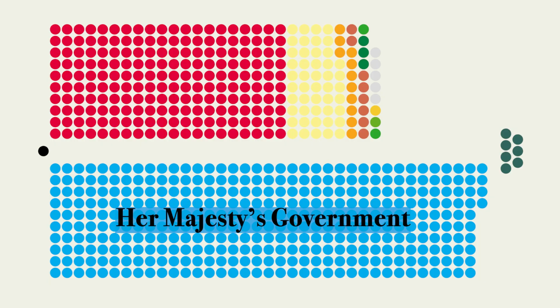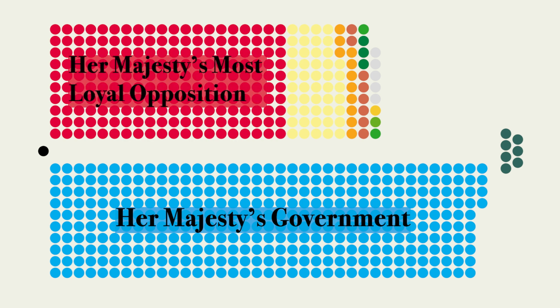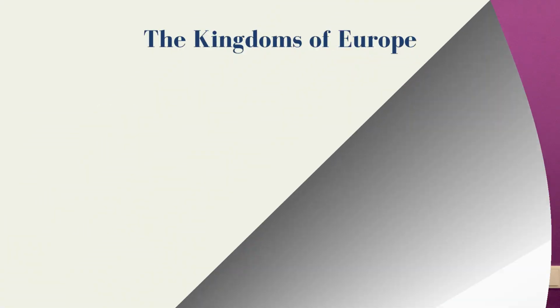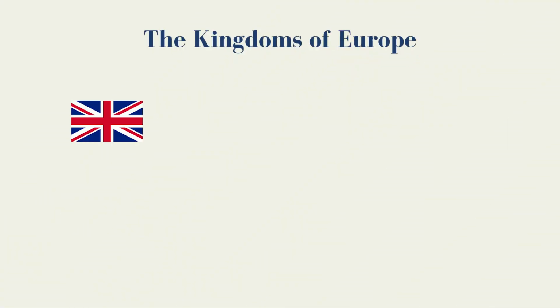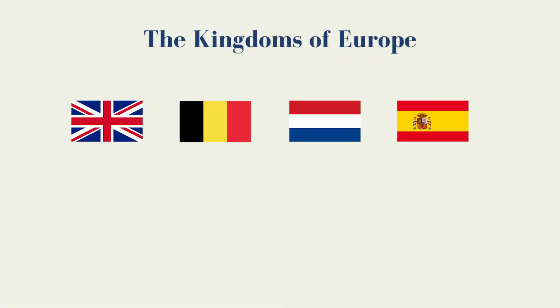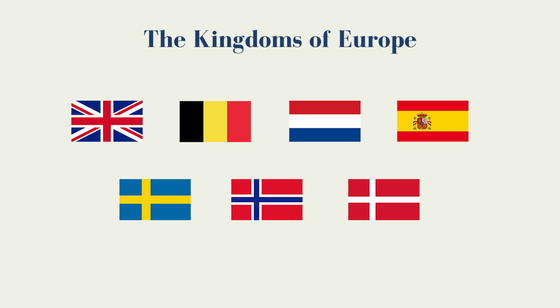So the government in the United Kingdom is actually Her Majesty's government. And the opposition is Her Majesty's most loyal opposition because it's about loyalty to the crown. Even though the monarch has no power, every politician in the United Kingdom does something in Her Majesty's name. But you do have to remember, globally, there are way more republics than there are monarchies. In Europe, the kingdoms are Great Britain, Belgium, the Netherlands, Spain, Sweden, Norway, and Denmark.